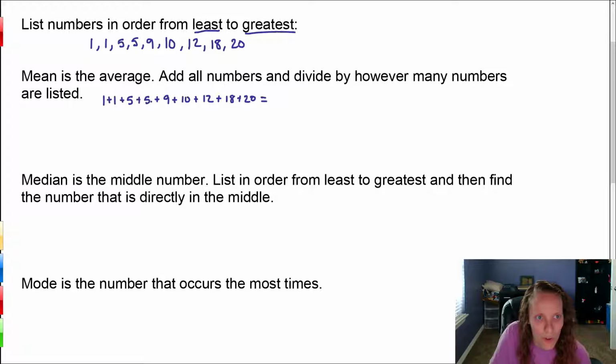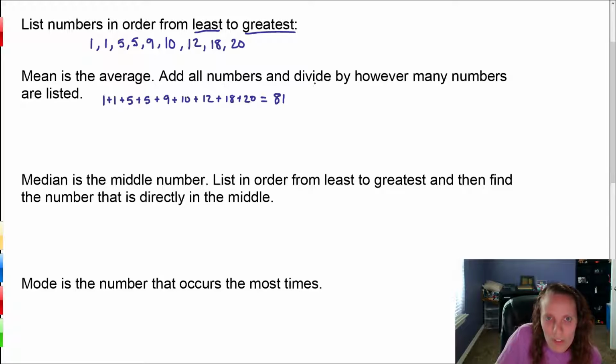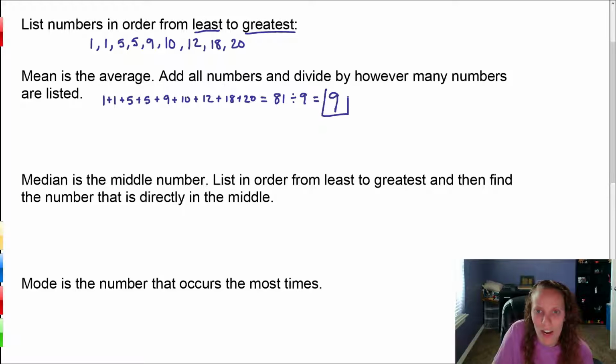2, 12 plus 9 would be 21, 31. 41 plus 2 is 43. 53 plus 8 would be 61, 71, 81. So all of those add up to 81. And then now we're going to divide it by the 9 different numbers. 3, 4, 5, 6, 7, 8, 9. Well, if we take 81 and divide it by 9, that's going to give us 9. So on average, we would have the number 9.